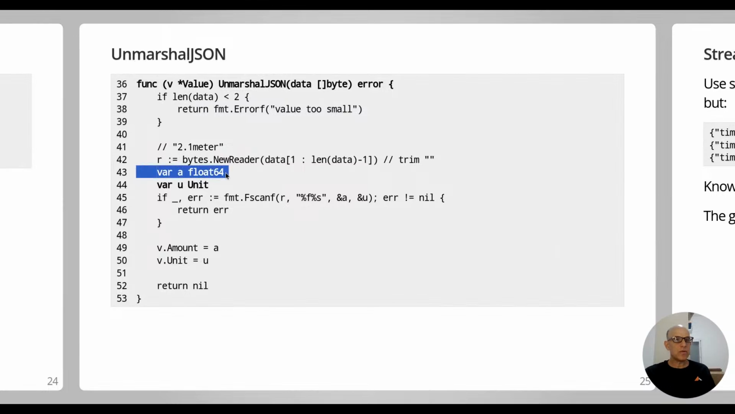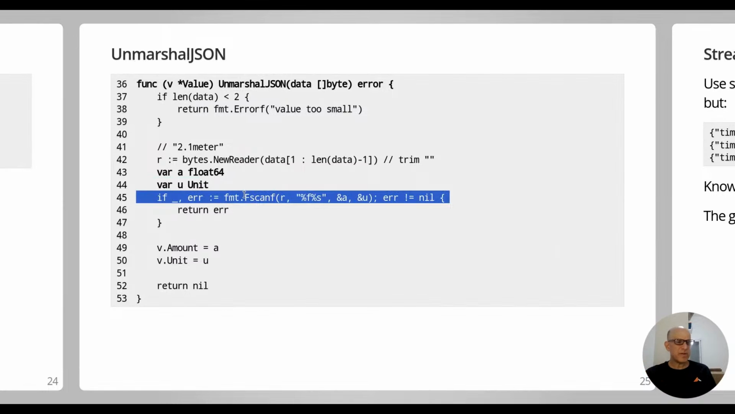And now I'm defining two variables, which are the float64 for the amount and the unit for the unit. And I'm using Fscanf. And you can solve it with various other things, but this is my way of doing that.